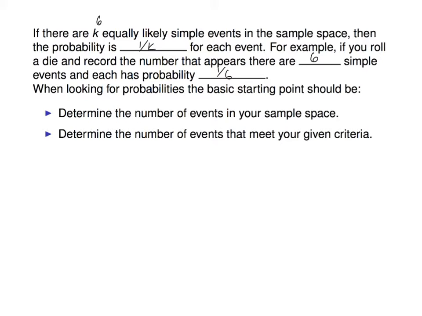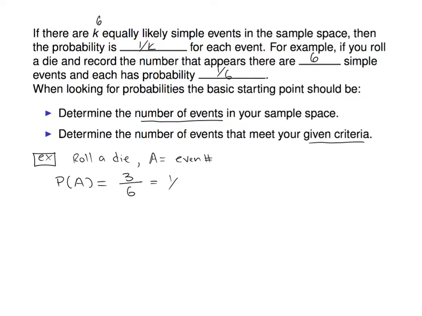So here's the basic idea. When you're looking for probabilities, here's your basic starting point. The first thing you should do is figure out how many events are in your sample space, and then figure out how many events meet your given criteria. Let's do a really easy one, then we'll get to the next one, which is a teensy bit harder, okay? So for example, suppose we just go with roll a die. Let A be the event that you get an even number, okay? What's the probability of that thing happening? 3 out of 6. There are 3 even numbers out of 6 total, right? Which is a half, right?